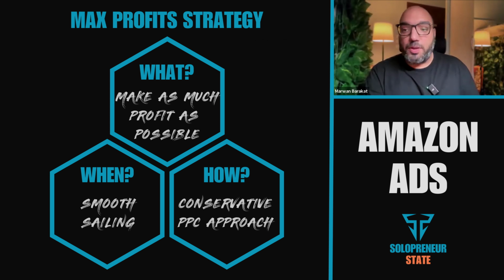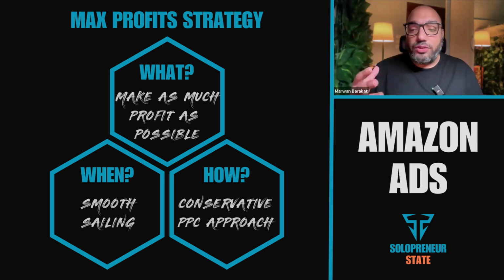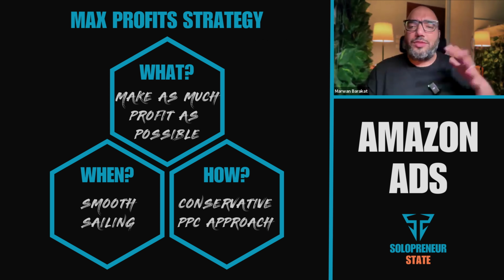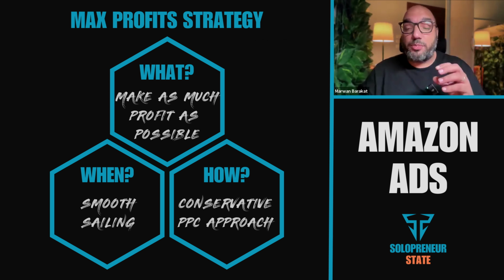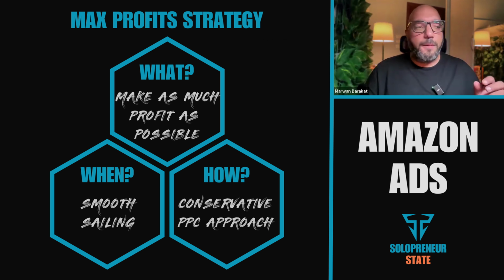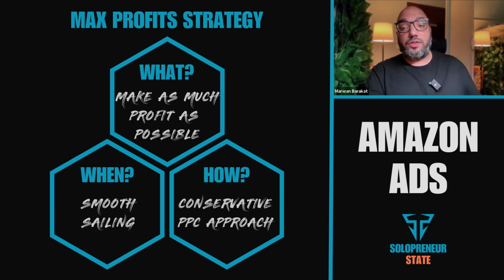What is it? Make as much profit as you can per unit. When do you use it? In a smooth sailing strategy. For example, if you're trying to test a product out, test your idea, and you ordered 100 units or 200 units or 500 units or 1,000 units, so you're not going so big, and your product has enough margin in it to only sell with ads. Now you don't want to get as many sales as possible, but you want to be as profitable as possible when it comes to every single sale. So how do we do that? We go with a very conservative PPC approach. And again, we're going to talk about all the differences between these in just a sec.